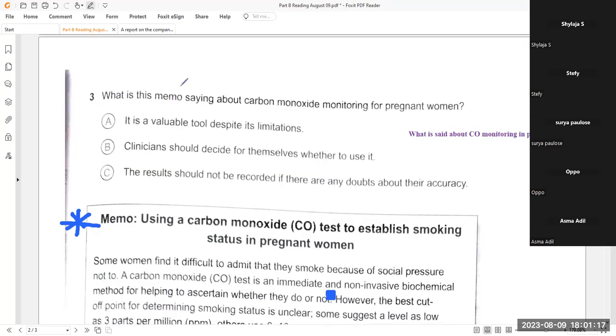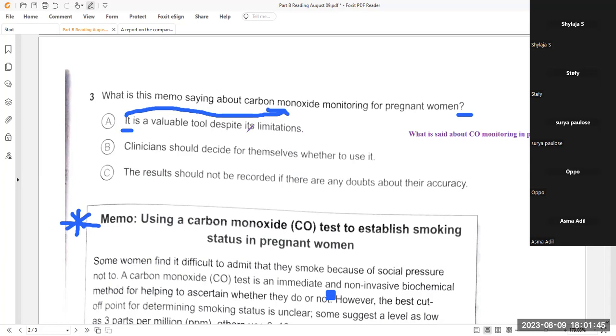Okay, now let's have a look at the options. So this is a question that ends in a question mark. Shailaja, just read the options. Do not read the question, just read the option. It is a valuable tool despite its limitations. What does "it" refer to here? It refers to carbon monoxide monitoring, the test. Carbon monoxide monitoring in pregnant women is a valuable tool in spite of its limitations.